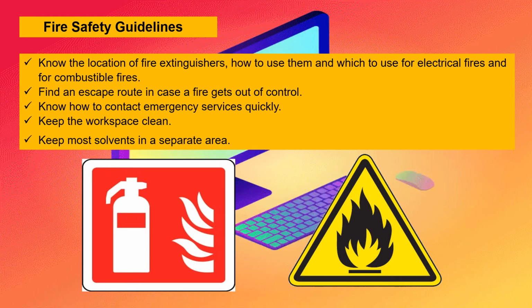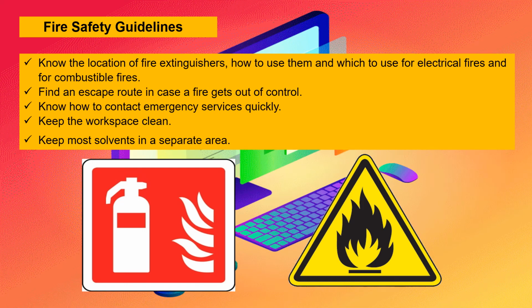Fire safety guidelines. First, know the location of fire extinguishers, how to use them, and which to use for electrical fires and for combustible fires. Next is find an escape route in case a fire gets out of control. Next, know how to contact emergency services quickly. Keep the workplace clean, and lastly, keep most solvents in a separate area.